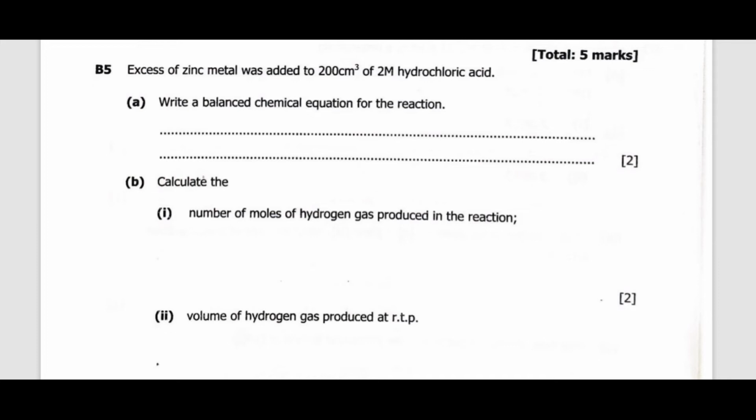Excess of zinc metal was added to 200 cubic centimeters of 2 molar hydrochloric acid. Then write the balanced equation for the reaction. So let's look at it. We have zinc. Zinc is a metal plus hydrochloric acid. So what are we going to have? We are going to have salt and hydrogen, since it's just pure metal here. So we are going to have the salt, and our salt is zinc chloride plus hydrogen gas.